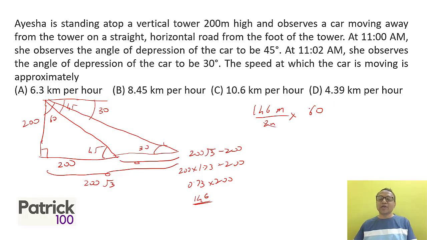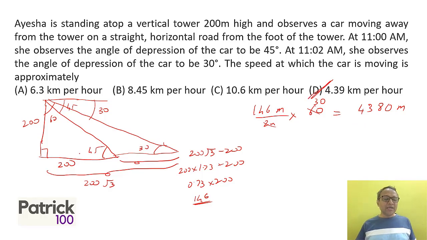If you calculate this, multiply it. 6 is 18, 438. 4380 meters in 1 hour, which comes to 4.38, 4.39 kilometers. D option is the answer.